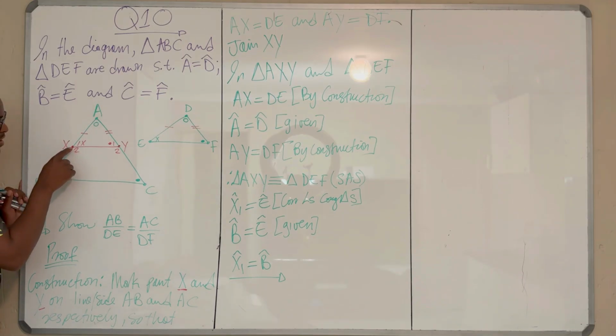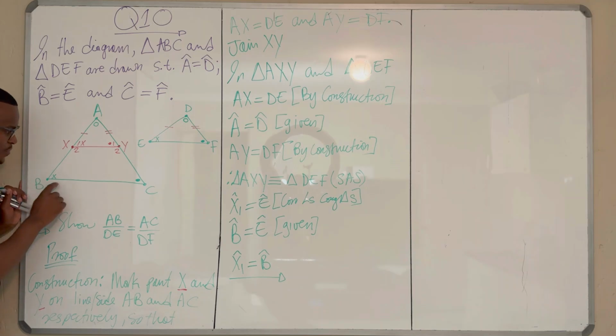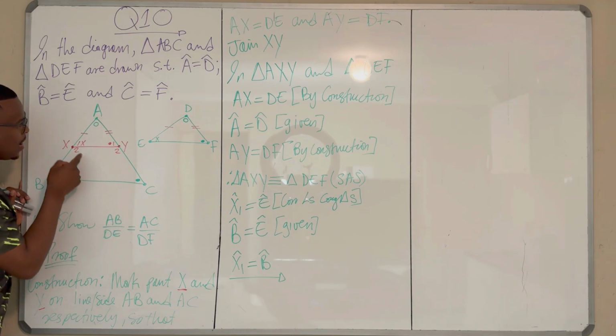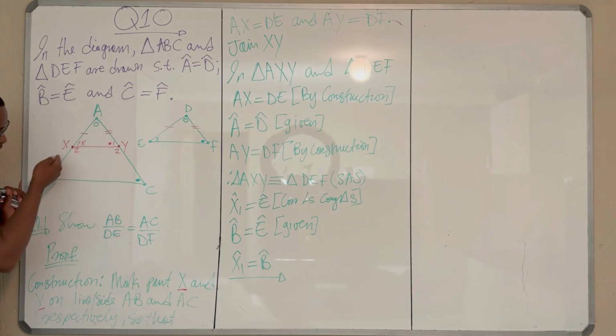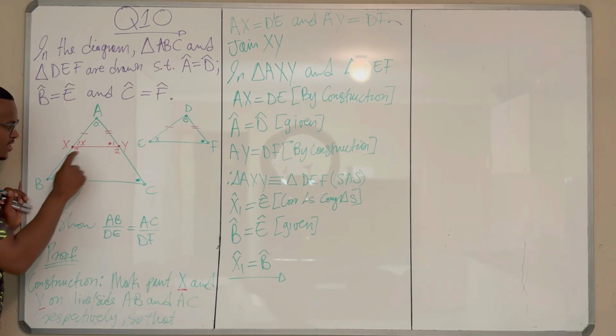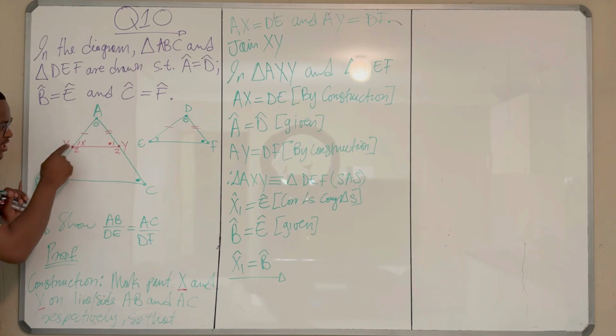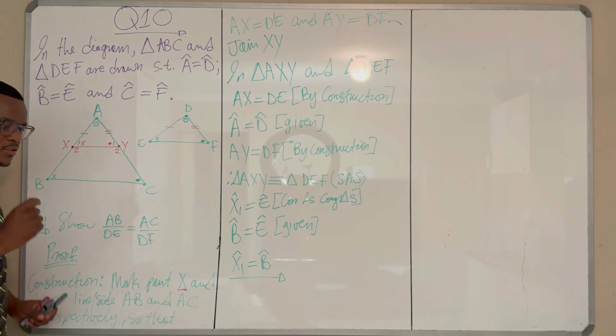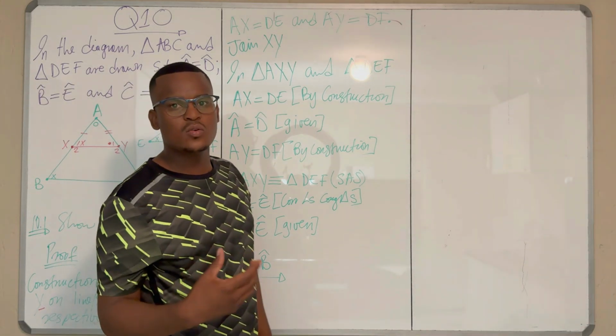So this line XY and this line BC both intersect the line segment AB at points X and B. They intersect at the same angle, which means you have two lines that intersect a common line, the transversal AB, at the exact same angle. So these are corresponding angles, and those corresponding angles are equal in measure.